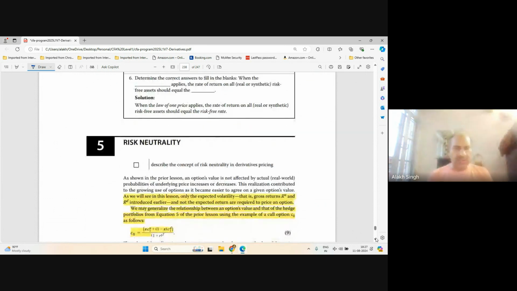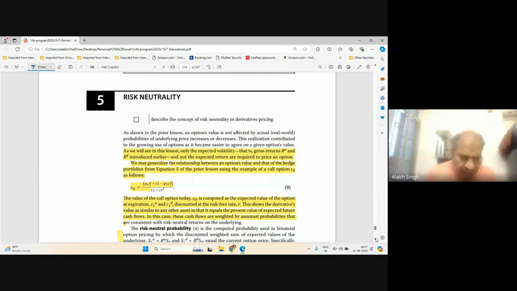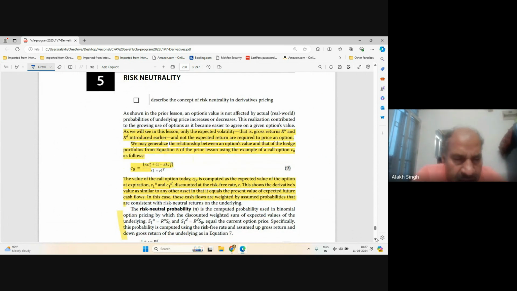Okay. So risk neutrality, we already did that, but then we will have this smaller formula to calculate risk neutrality. We first calculated the hedge ratio and then we calculated the price of the call and the put. This one is the risk neutral probability of going up and down.